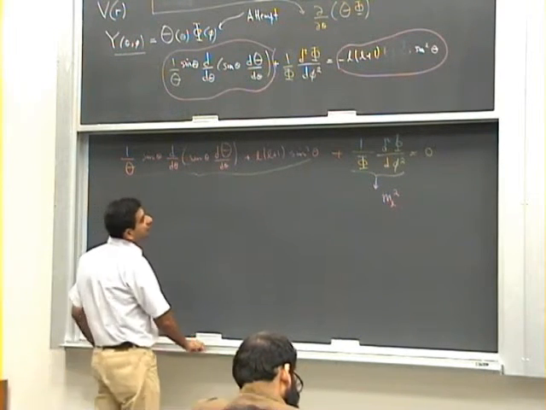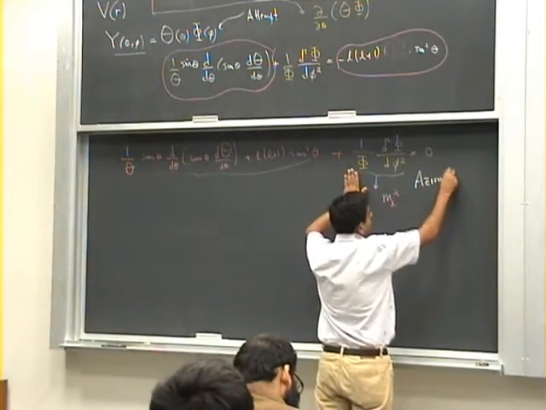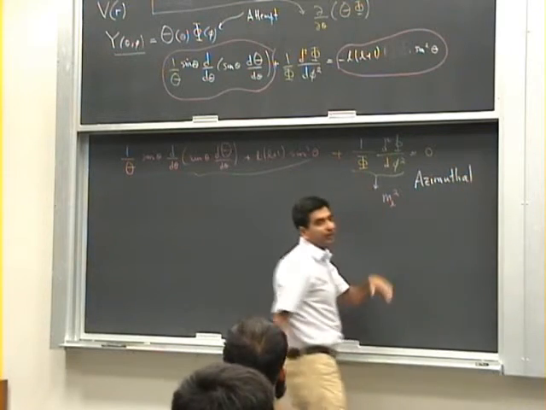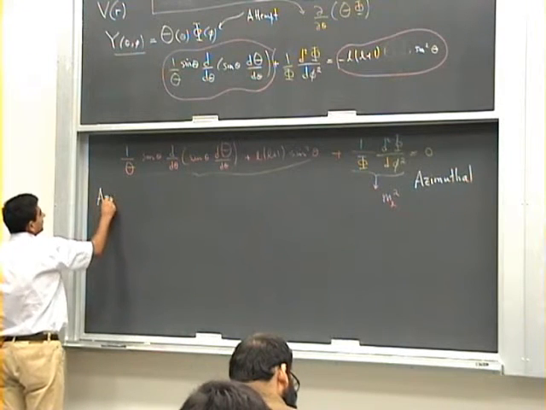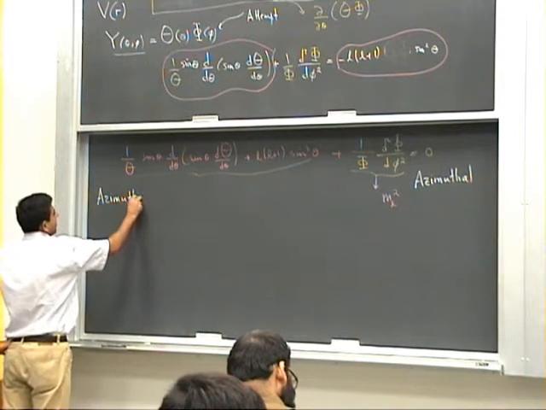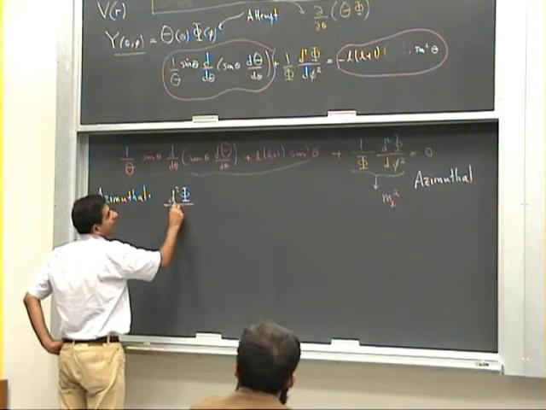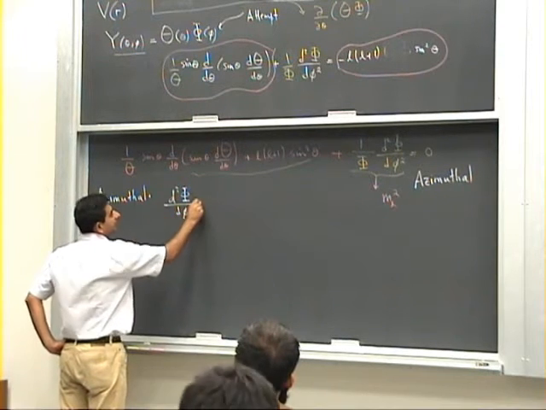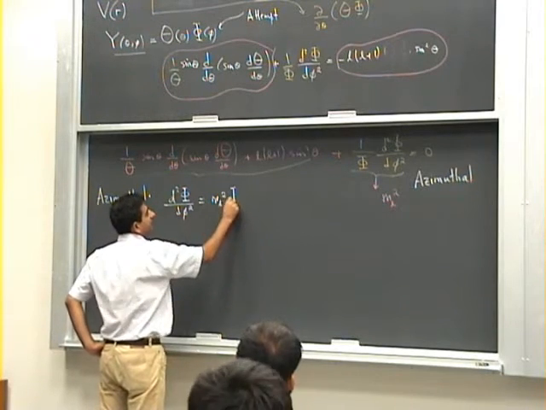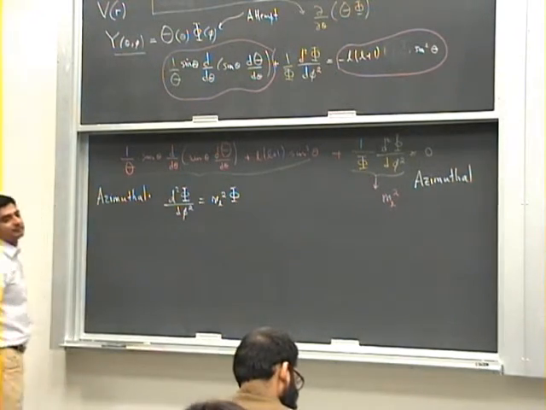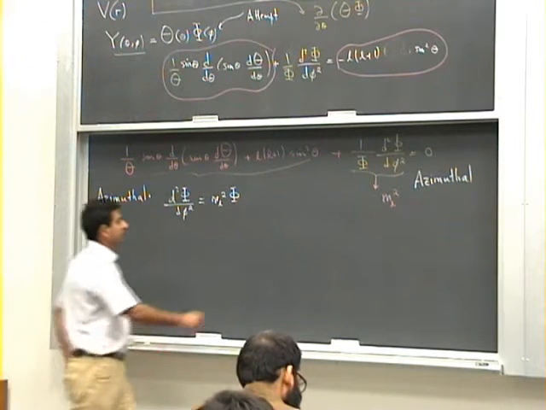Okay. So this is called the azimuthal part of the equation. The azimuthal part is quite easy to solve. If I just take the azimuthal part of the equation, my d squared capital phi over d phi squared equals ml squared capital phi. Okay, so what's the solution for this equation?